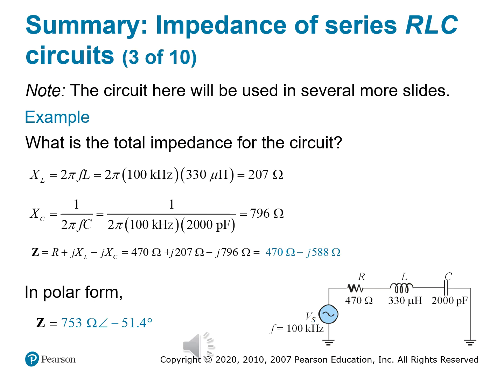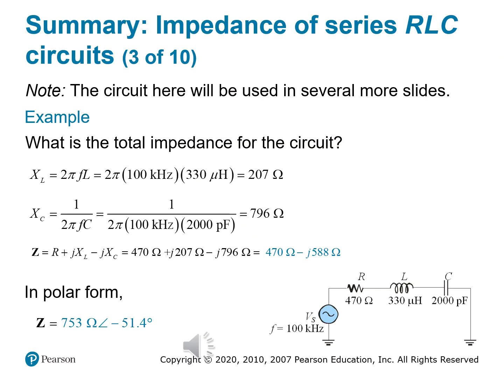So here's the setup that they give us. We've got a 470 ohm resistor, a 330 microhenry inductor and a 2000 picofarad capacitor, all in series and humming along at 100 kilohertz. This is all given. So this exact circuit will follow us through a few more slides. So make friends with it now.